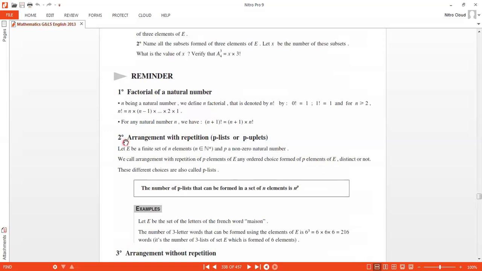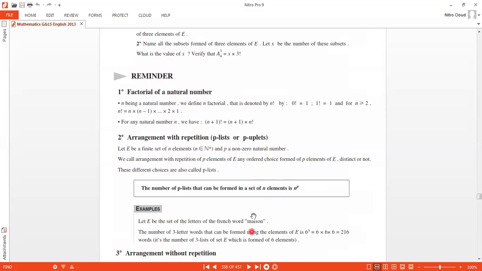First of all, the first one is arrangement with repetition. Suppose you have a list of n elements, and you are asked to find the number of p-letter words that can be formed from this set of n. So in this case, if p is less than n and it's with repetition, you can use n to the power p. Let us solve an example to understand the concept.